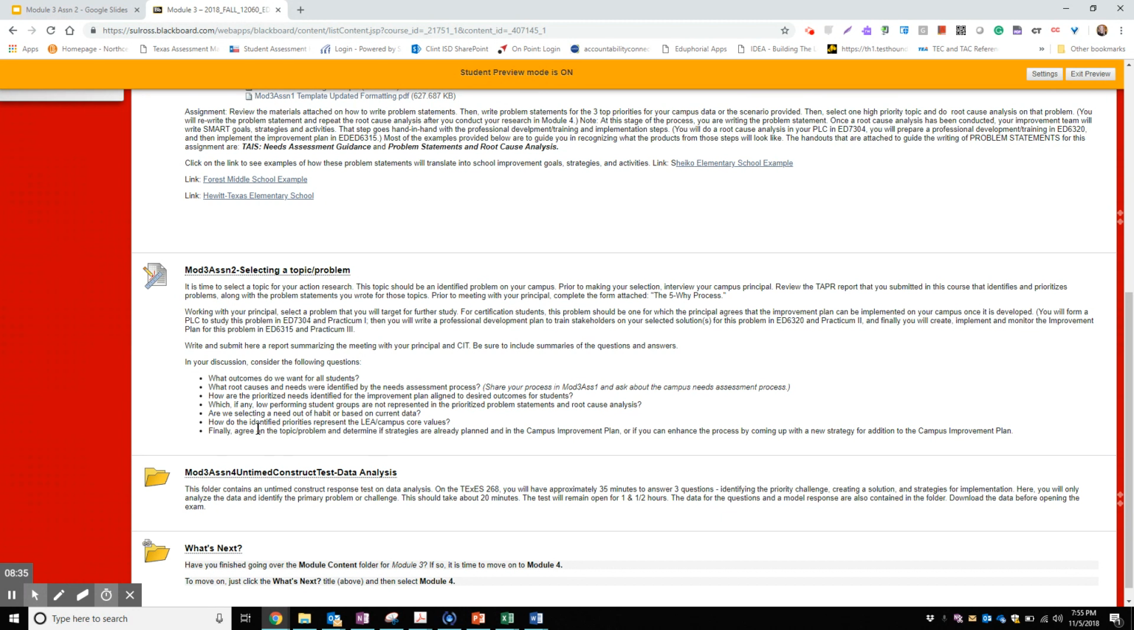Are we selecting a need out of habit or based on current data? So you're going to learn throughout your career as a leader that SPED and LEP are always the 2 areas that we know we need to focus on, but sometimes that's a habit. And the special ed population may have had an area of growth for 1 year. It will always be lower than the general population, but are we really looking at data? Are they aligned to your core values? And then that's that final thing.